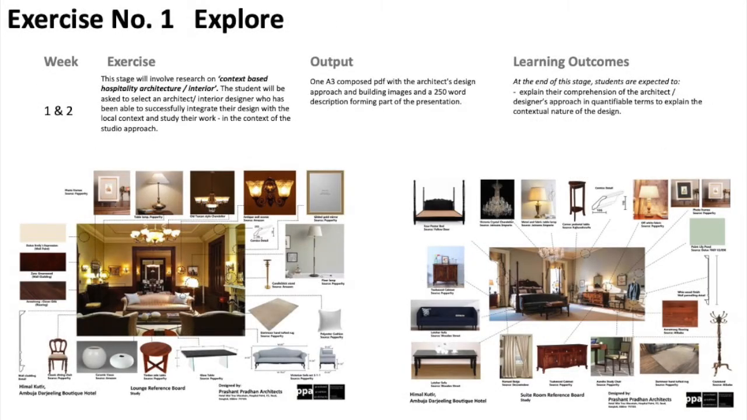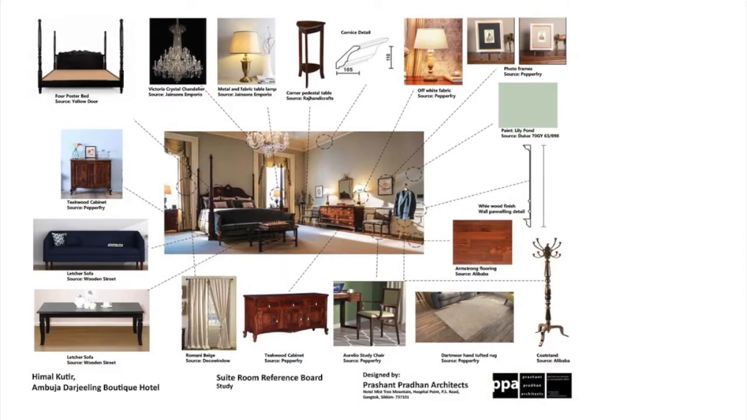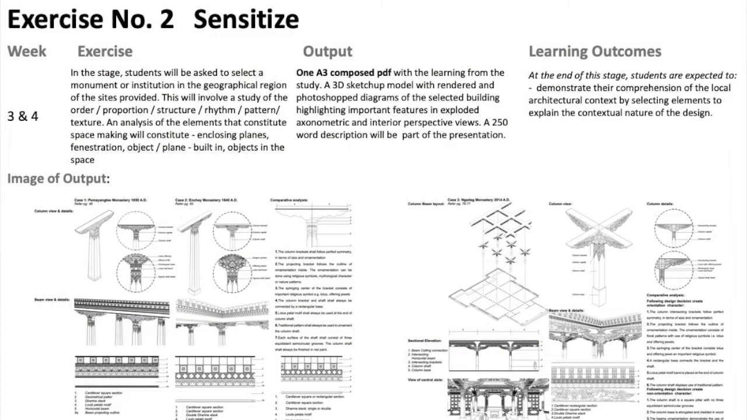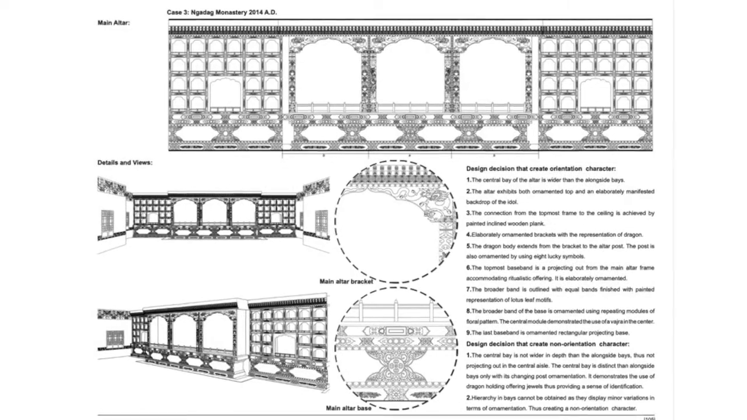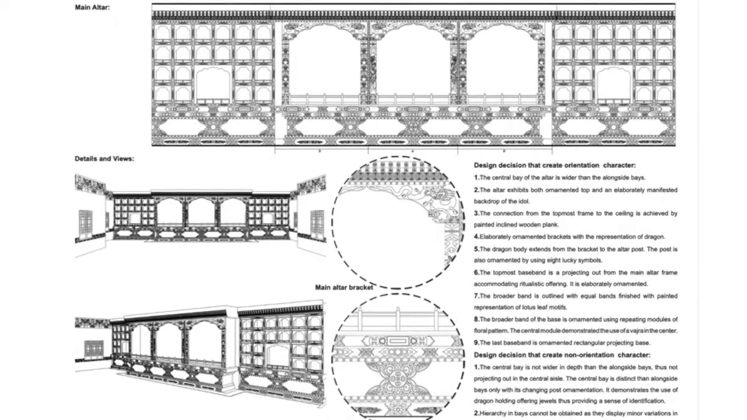Exploration. This stage will involve research on context-based hospitality architecture/interior. The student will be asked to select an architect who has been able to integrate their design with the local context and study their work. Stage 2. Sensitize. In this stage, students will be asked to select a monument or institution in the geographical region of the site provided. This will involve a study of the order, proportion, structure, rhythm, pattern, texture, etc.